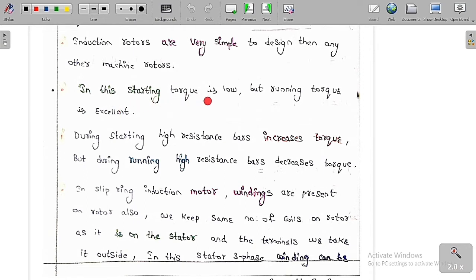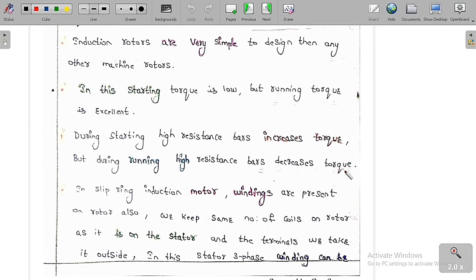In this, starting torque is low, but running torque is excellent. And what I told you, in the squirrel cage rotor, the starting torque is low, but the running torque is very excellent. So during starting, high resistance bars increase the torque, but during running, high resistance bars decrease the torque. I have already told this point.